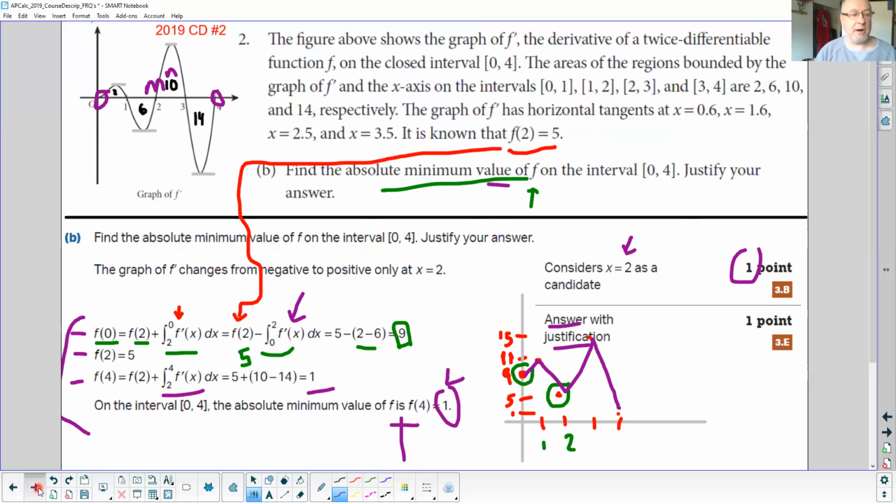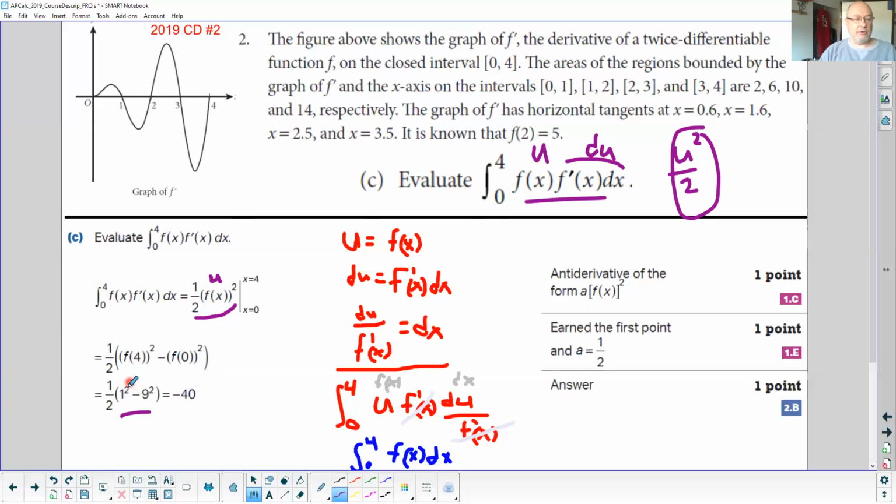All of this stuff from part B comes together. And then you go, don't forget to square things. 9 squared is 81. 1 minus 81 is negative 80. Half of negative 80 is negative 40.